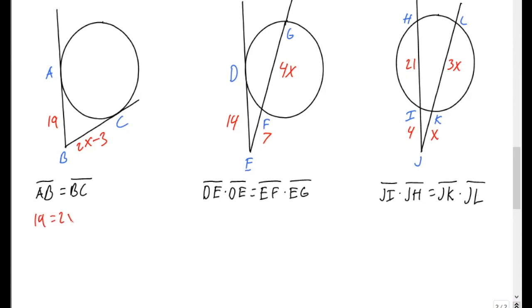So for number 1, we've got 19 equals 2x minus 3. Add 3 to both sides, and we get 22 equals 2x. Divide both sides by 2, and that will give us x equals 11.